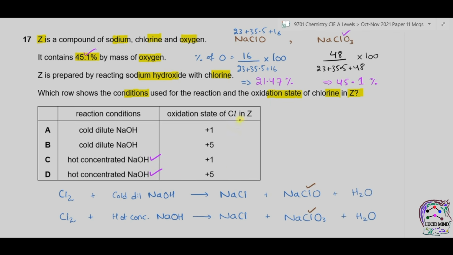Let's find the oxidation state of chlorine in NaClO3. We have sodium, oxidation state is +1. We have chlorine. For 1 oxygen it is -2. For 3 oxygen it will be -6. Overall charge is 0. So chlorine minus 5 equals 0, or chlorine is +5. Correct answer is therefore D.